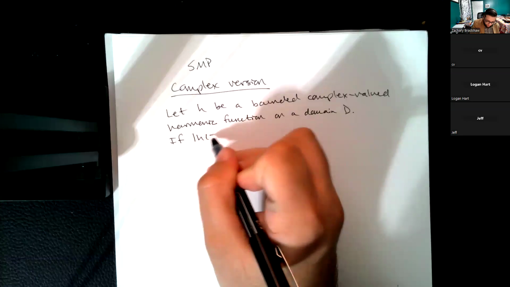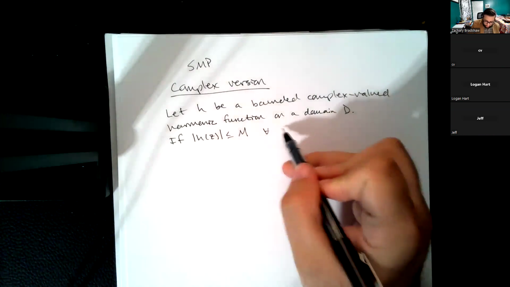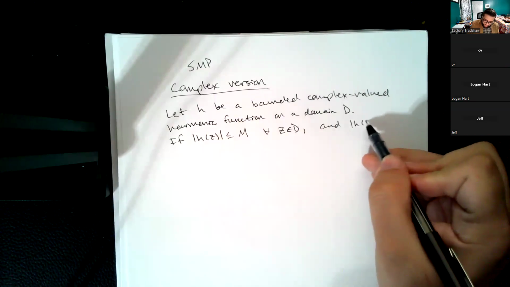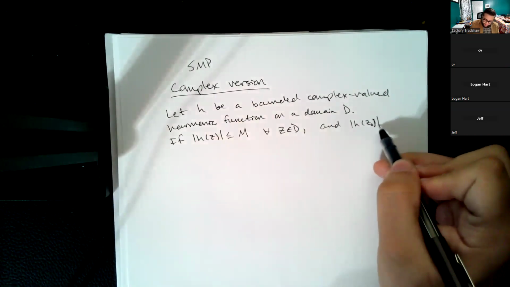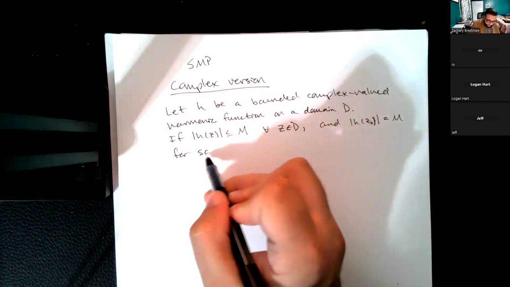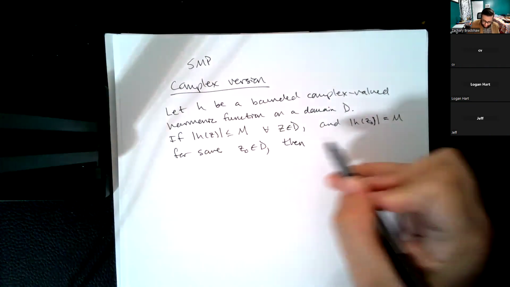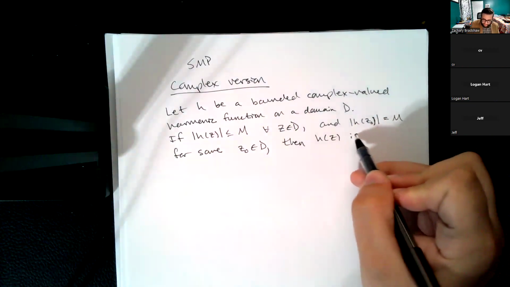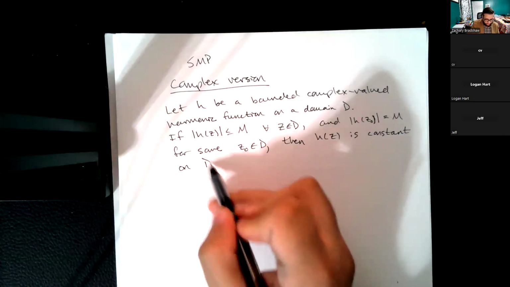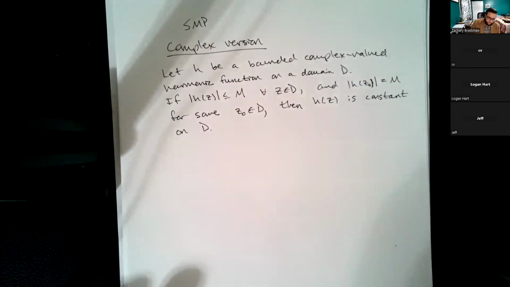If it's bounded by some constant m for all z in D, and the modulus achieves that maximum, so not the function itself, but the modulus, for some z0 in D, then in fact h is constant. Okay, here's the proof.